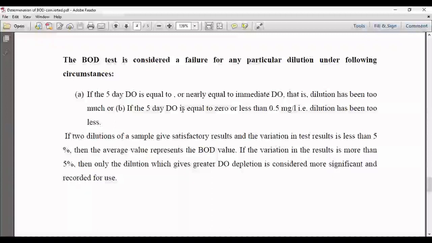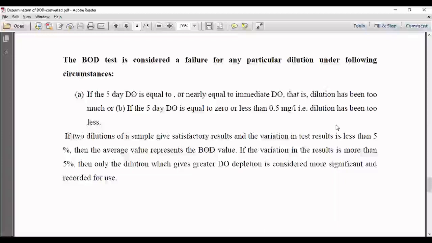So what we can understand from this explanation is that too high a dilution is not good; that can lead to a failure, and too low a dilution can also lead to a failure. If we do a very high dilution, a very small quantity of organic matter is present, and because of that there will be negligible biological activity, and you will get a DO depletion of 0, that is, the same values of immediate DO and final DO. In the second case, if the dilution is very low, what will happen? The concentration of the organic matter will be high.